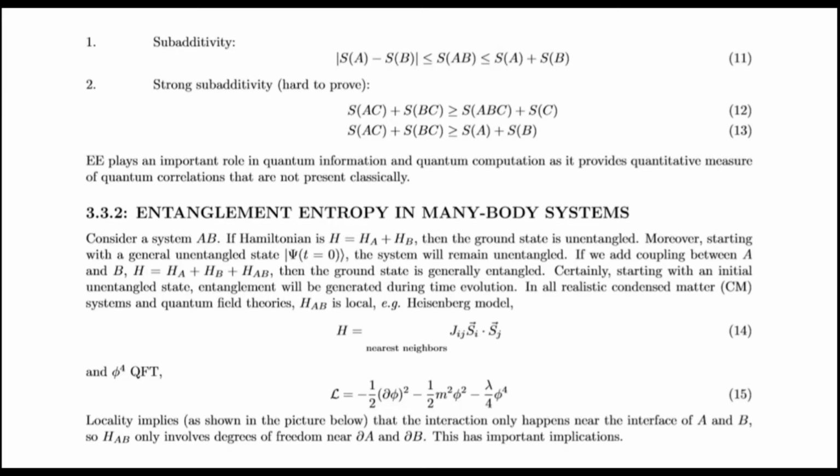In all realistic condensed matter systems and quantum field theories, H_AB is local, for example the Heisenberg model and phi to the fourth power quantum field theory. Locality implies that the interaction only happens near the interface of A and B. So H_AB only involves degrees of freedom near the boundaries of A and B. This has important implications.